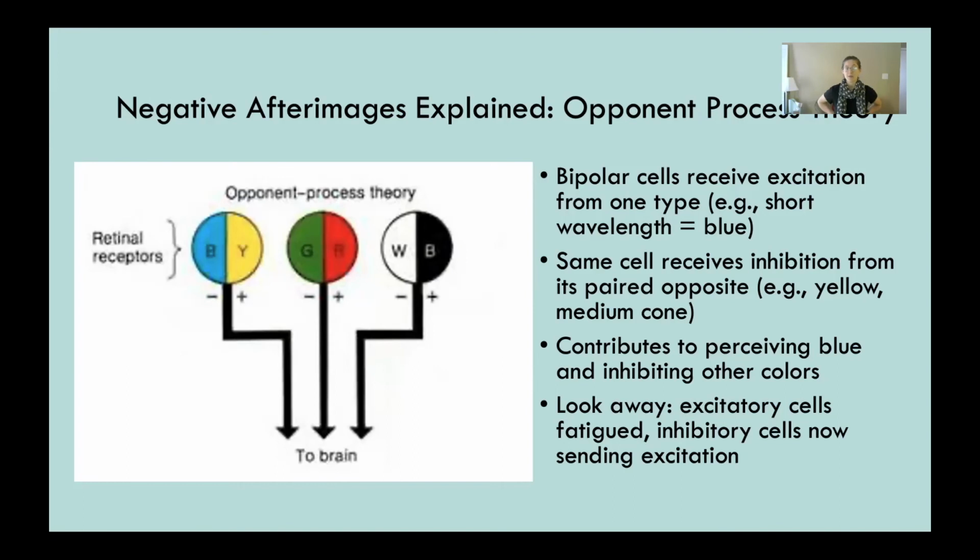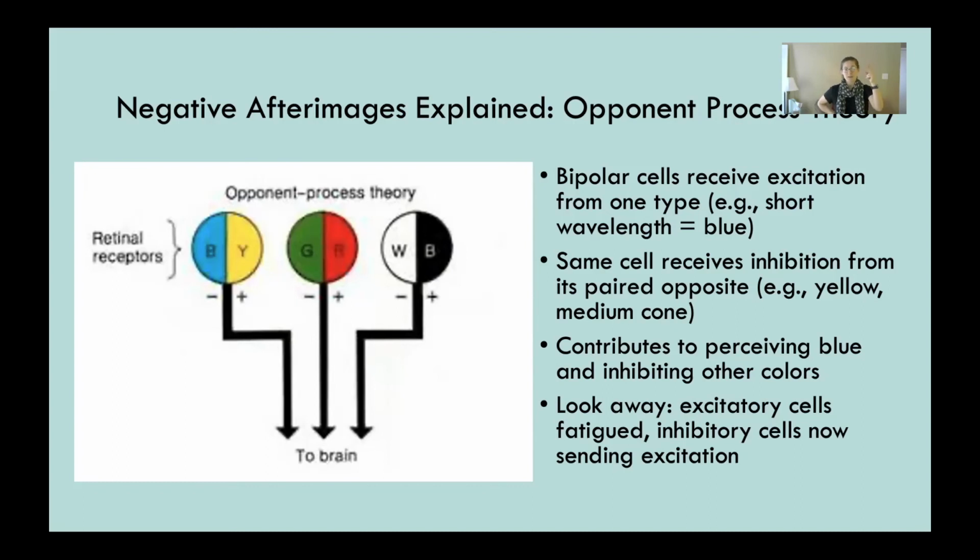which is blue's opposite. When you receive an excitatory message from your red or long wavelength cones, that's going to contribute to your perception of red. But when you're not looking at red, when you're looking at green, your bipolar cell is sending an inhibitory message to the brain. So if it's inhibiting red, it's going to show up as green for you. It's a paired opposite.